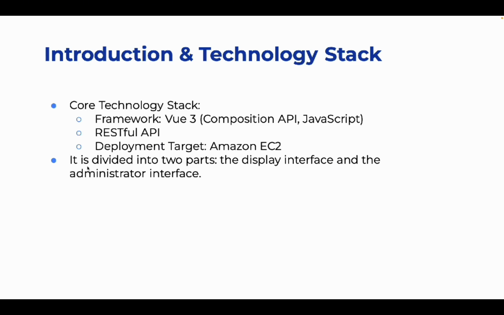We also divide our front-end code into two parts. The first part is the display part, and the second part is the admin part. The display part shows the information about the courses, the professors, and the comments about the courses and the professors. The admin part is used to update and change the information, and to add courses and professors.